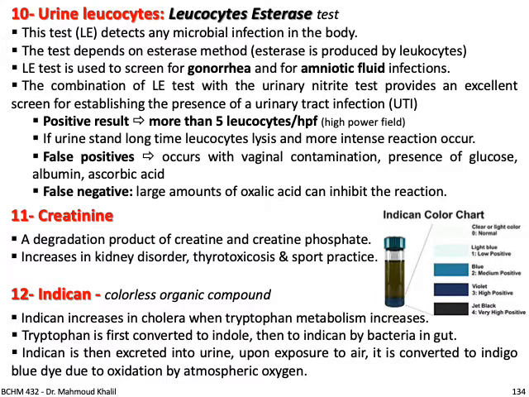The indican test: indican is a colorless organic compound. It increases in cholera when tryptophan metabolism increases. Tryptophan is first converted to indole, then to indican by bacteria in the gut. This indican, the end product, will then be excreted in the urine, and upon exposure to air, it is converted to an indigo blue dye due to oxidation by atmospheric oxygen. So the presence of this indigo blue dye can detect the presence of cholera.